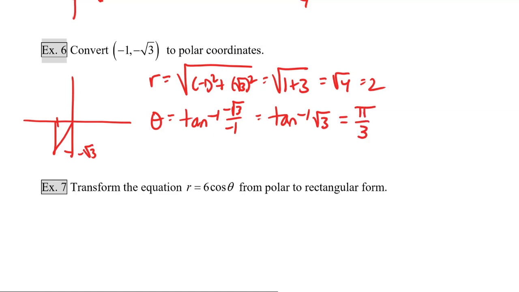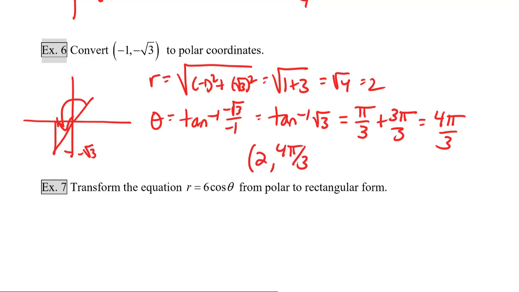But we know from our picture that we have to be 180 degrees or pi opposite, so I'm going to add 3 pi over 3, and my theta is going to be 4 pi over 3. So my polar coordinates are going to be 2 and 4 pi over 3.